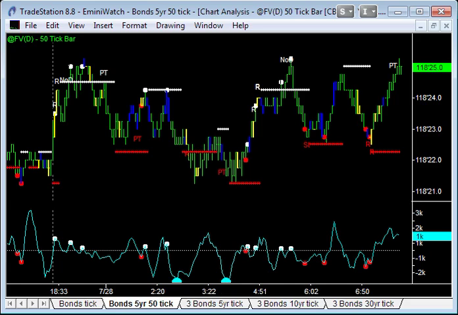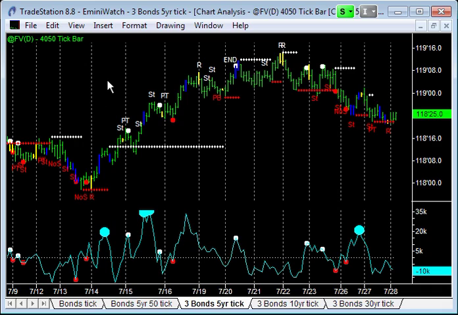So we'll keep to the same 5-year bond contract at FV here, and this is therefore the highest tick bar time frame, a 4,050 tick bar chart. And you can see each of these grey dotted vertical lines are showing the close of the day session, and you can see what's been happening over the last 2 or 3 weeks here.